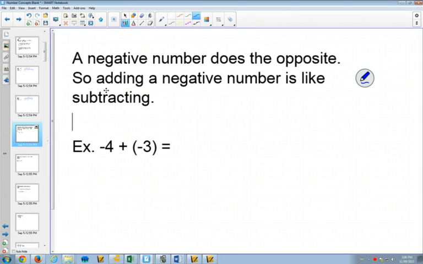Now, a negative number does the opposite of a positive number. So if you were going to add a negative number, it's like subtracting. Because adding normally would go to the right, but since you're adding a negative number and a negative does the opposite, adding a negative will be like subtracting.